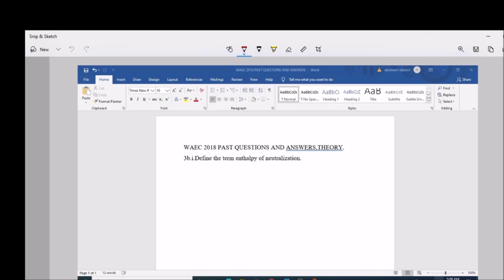Enthalpy is defined as the sum of its internal energy, then this internal energy is represented as capital letter U, and the work required to achieve its pressure and volume.